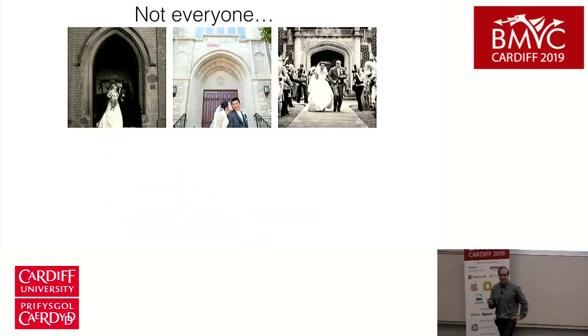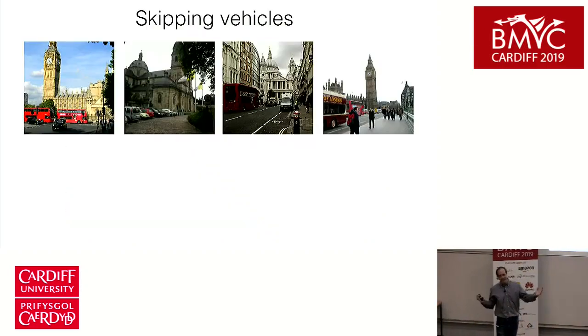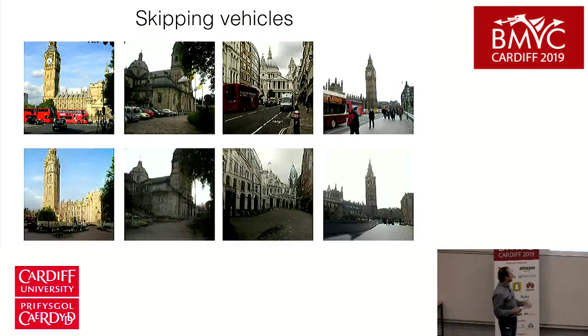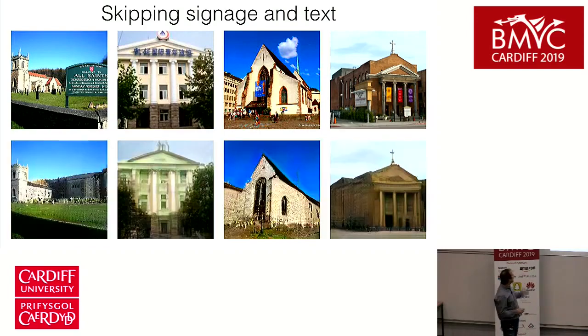And there are some cases where the GAN actually really renders people. And when there are weddings, it still puts something, the wife seems to appear. But generally people go away. It also skips vehicles. These are the best reconstructions, and the buses, it's all gone. What is this? This is not London anymore. The signage and the text go away. This big sign is just not leaving even a single trace that it was there.